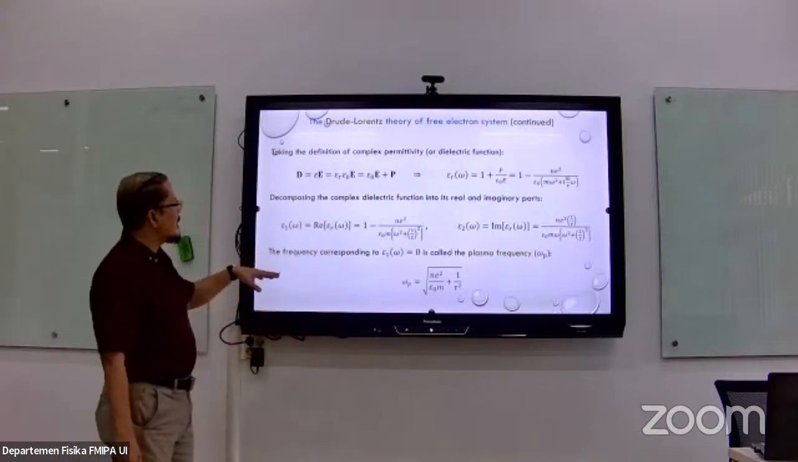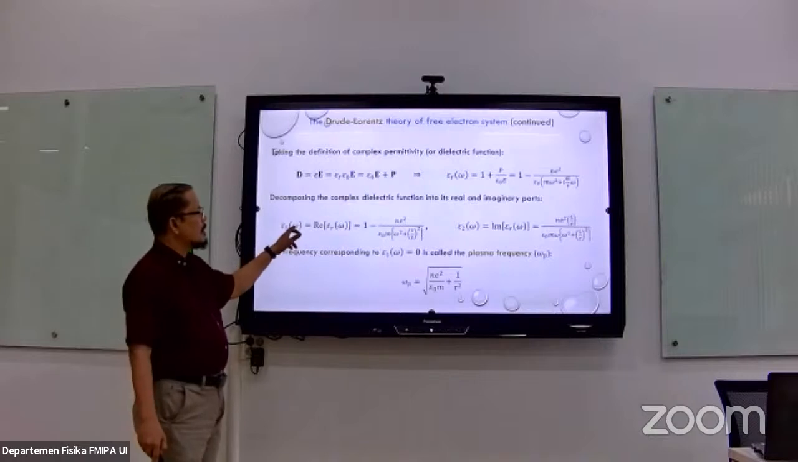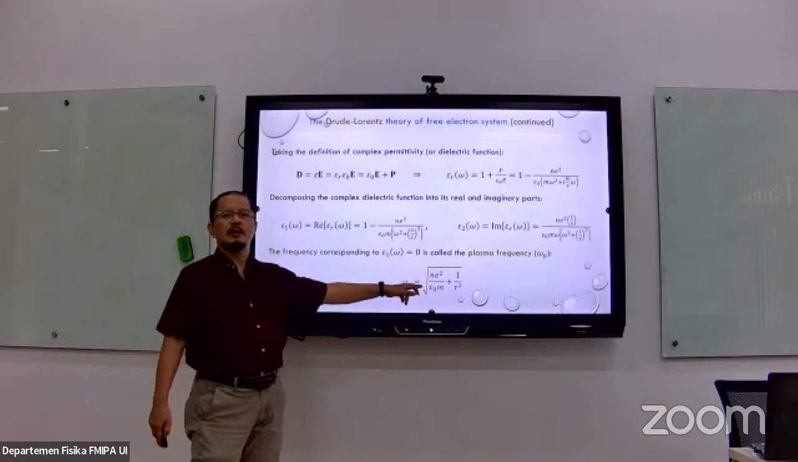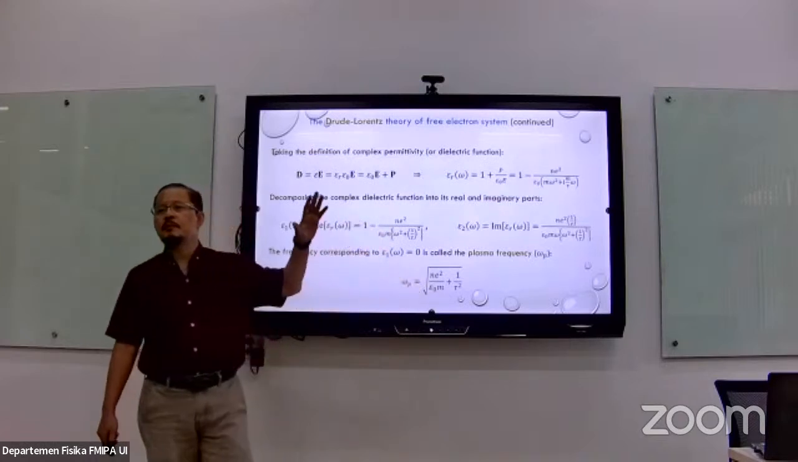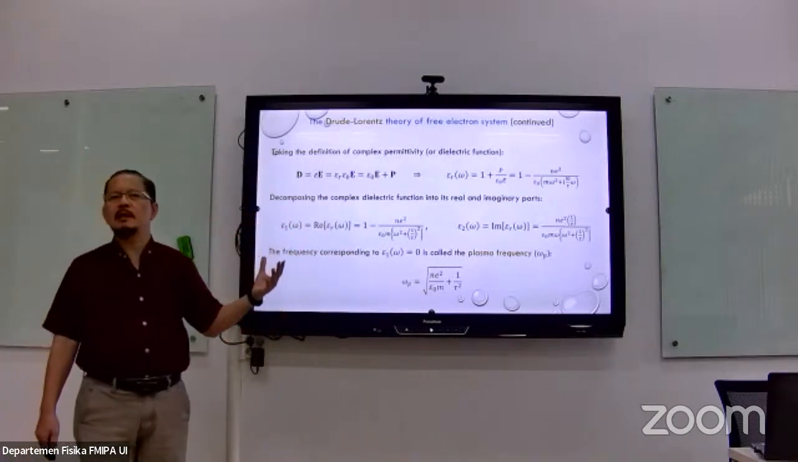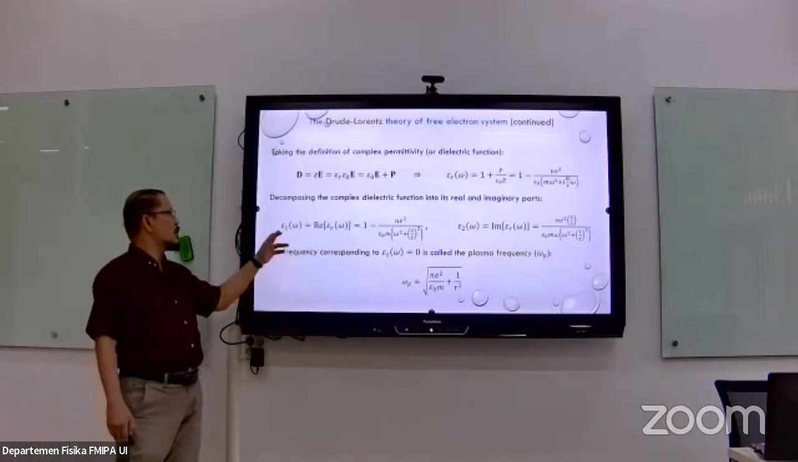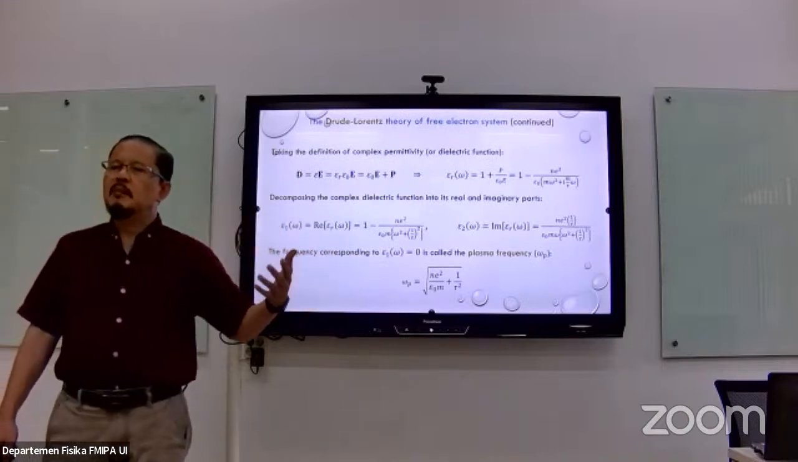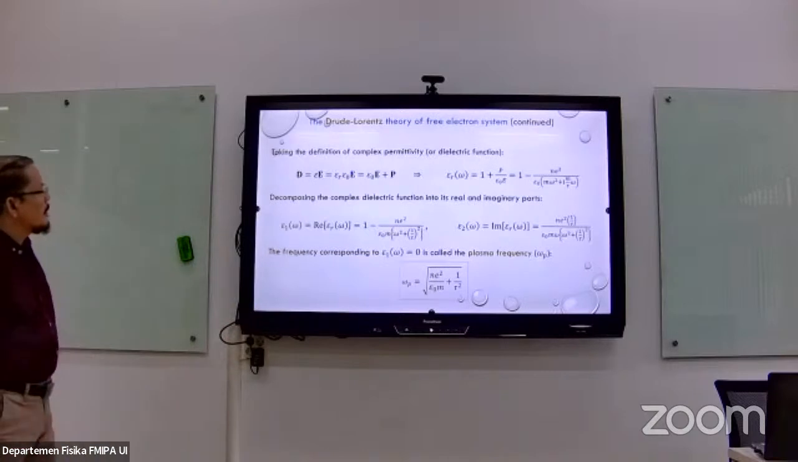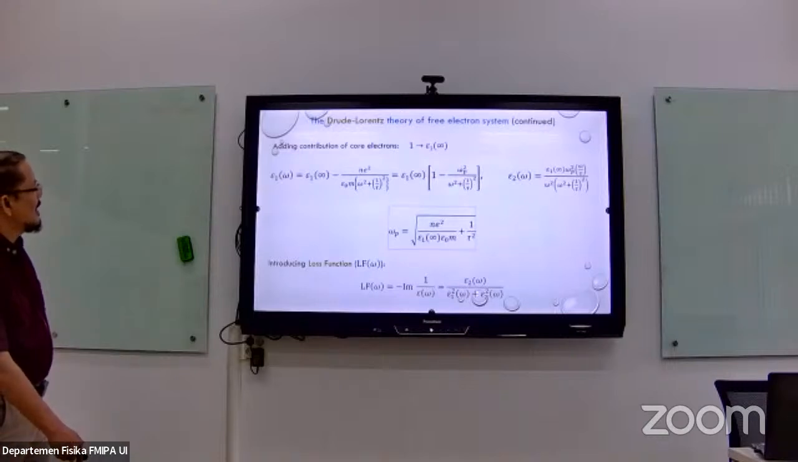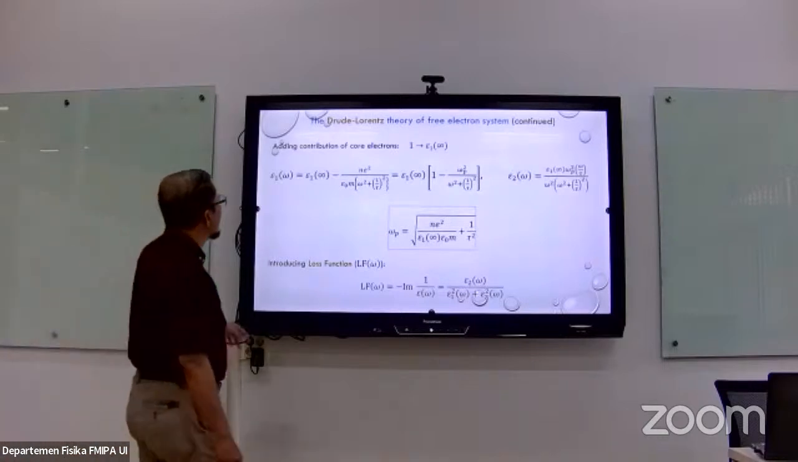And simply if we do math, taking this to be 0, then we can extract the omega, and this is the omega that we get. This is what we call plasma frequency. So for the moment, let's understand that what we call plasma frequency is the frequency that leads the epsilon 1 value to be 0. Okay, but later on we will see the physical meaning of that. There should be animation, which I don't know why. Okay, forget about the animation.